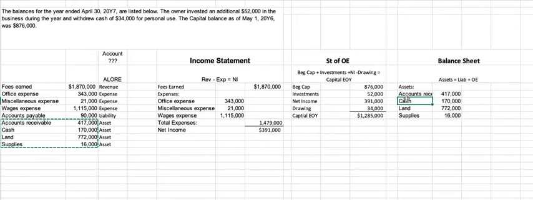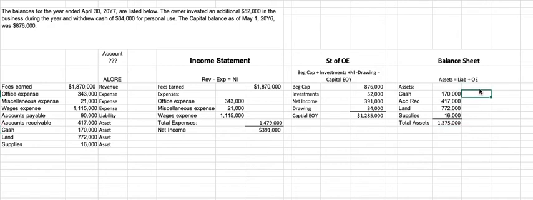Normally cash is always listed first, so I'm going to move that up. And then I'm going to put accounts receivable here. And I'm going to look back over here. It was $417,000. And then I'm going to total my assets. And I'll draw an underline there. So there's the total assets.